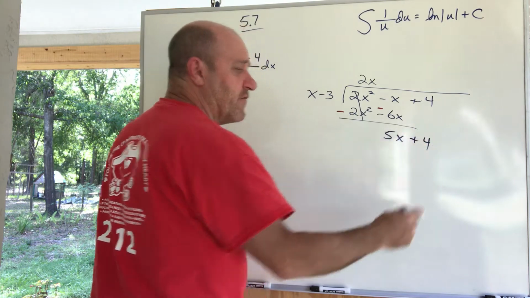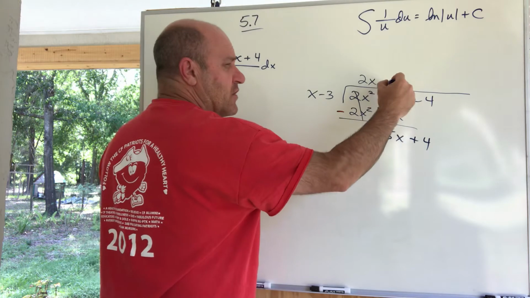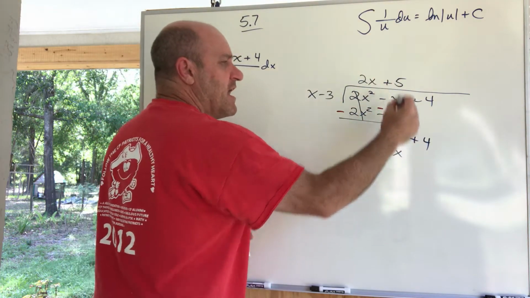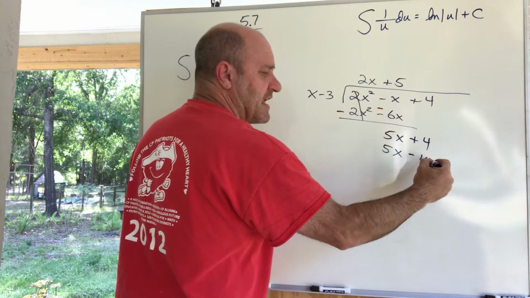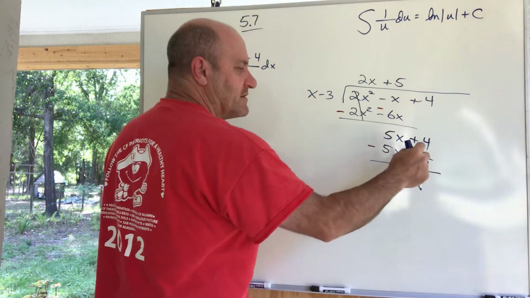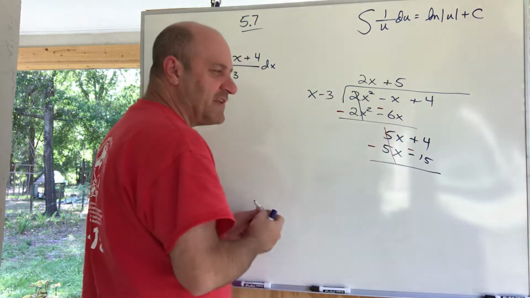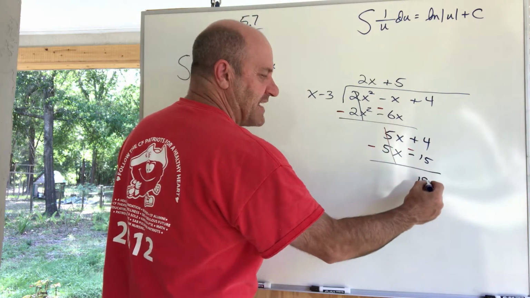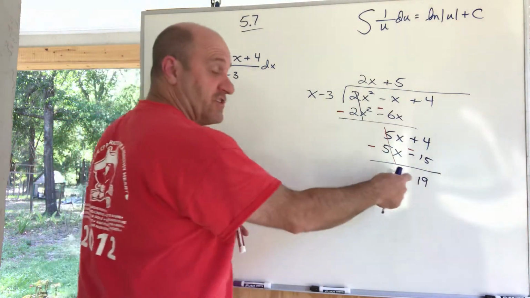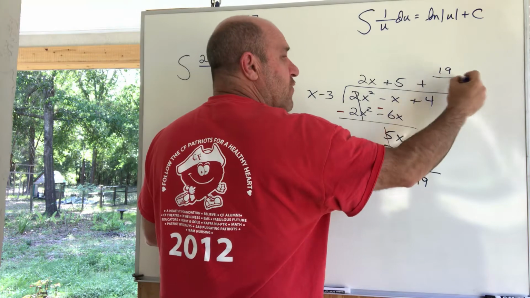You can bring down the 4, and now you divide again. Does x go into 5x? Yes, it goes positive 5 times, because 5 times x is 5x, and 5 times the negative 3 is negative 15. And now you subtract. Subtracting a negative 15 is actually adding, so this is a 19. Does x go into 19? No, it doesn't. That's your remainder. And maybe you remember that you write your remainder over your divisor.